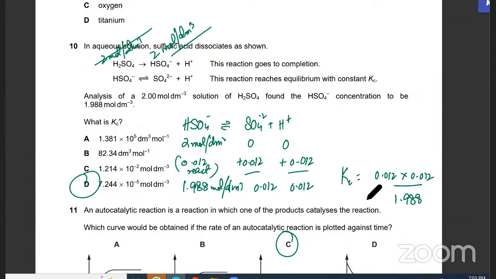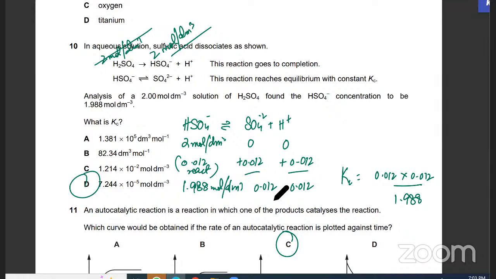It won't be divided by 0.012 in place of 1.988. Why 0.012? Listen carefully. You had 2 mole per dm cube, and he's already told us that at equilibrium the concentration is 1.988 mole per dm cube. So you had 2 mole per dm cube initially, and at equilibrium you have 1.988. So this is your equilibrium moles. So that means 0.012 are missing. Those 0.012 have gone and produced these two.